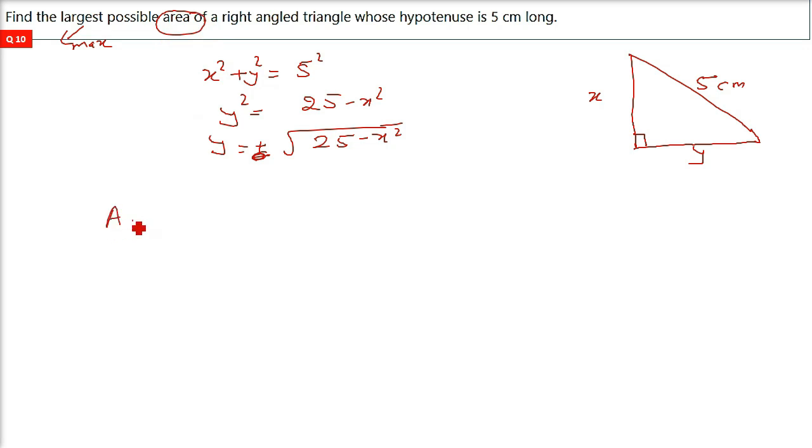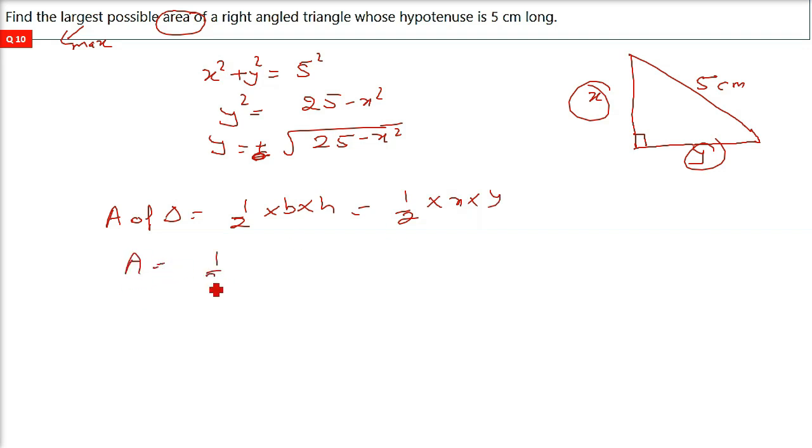Coming to the actual thing, which is the area. Area of the right angle triangle is simply half into base into altitude. If you have taken base as x or base as y, it's up to you. But it will remain as half into x into y. Now half into x is already there. The y has to be taken from here, square root of 25 minus x square.